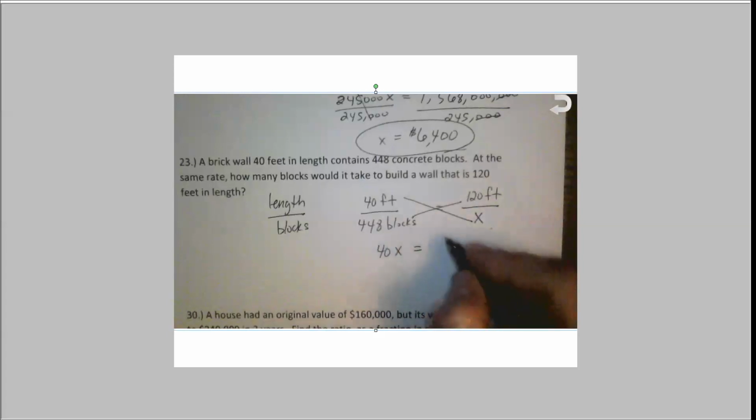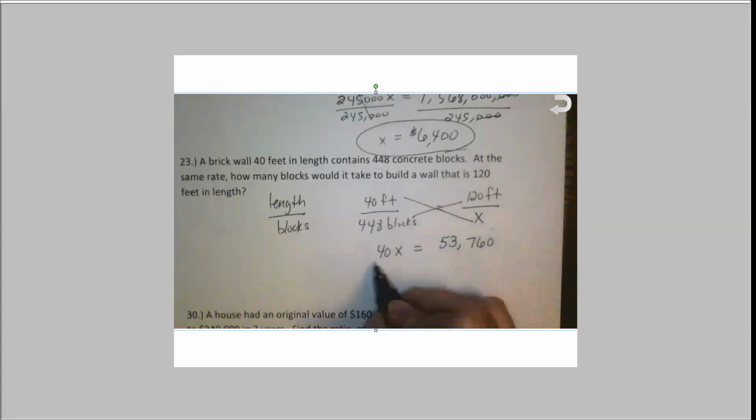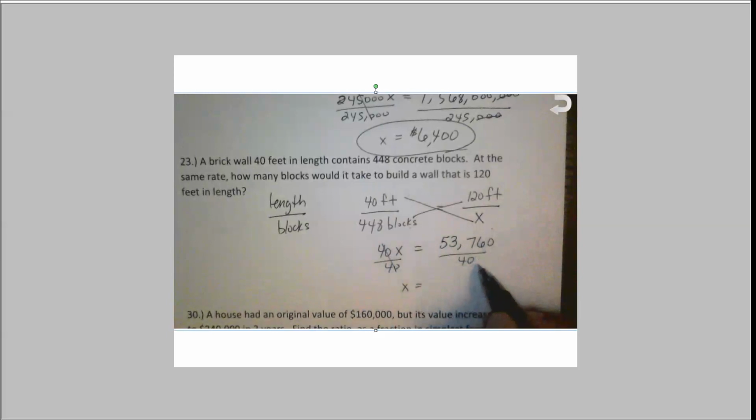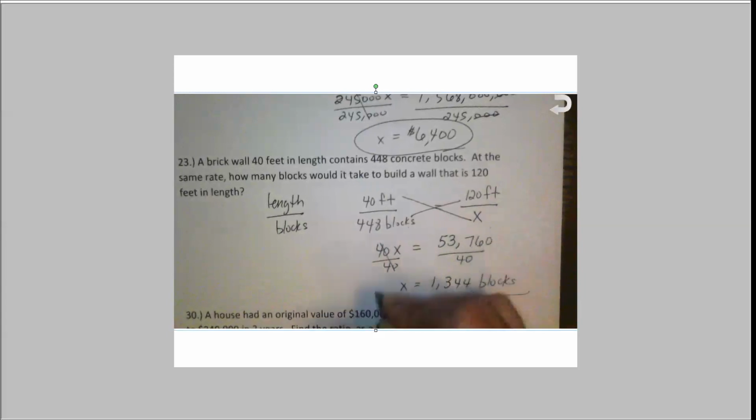Just multiplying that in my calculator, that's 53,760. And then to solve the proportion, we divide by that number in front of the variable there. So numerator divided by the denominator, that gives me 1,344 blocks are necessary. Okay.